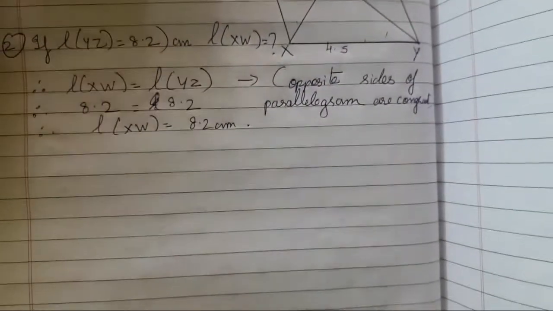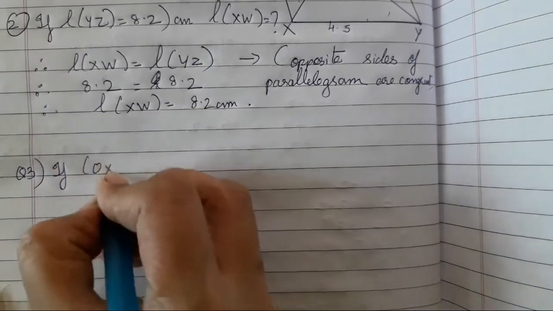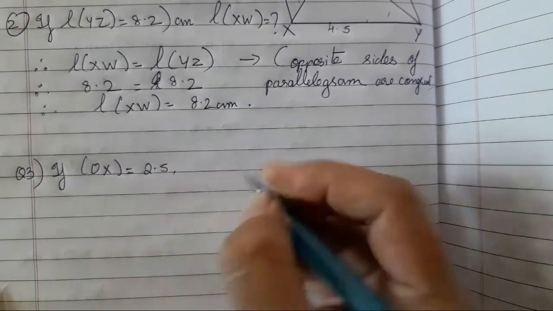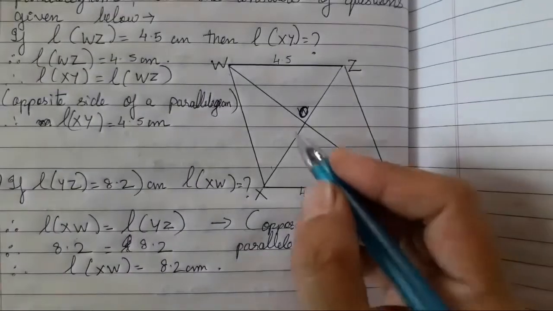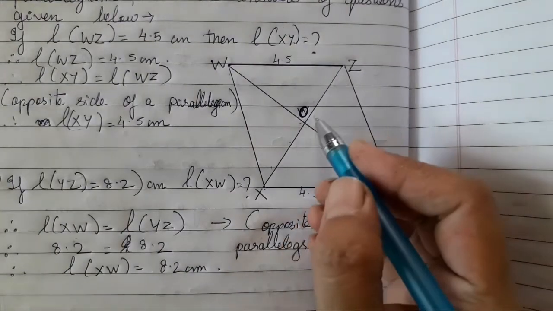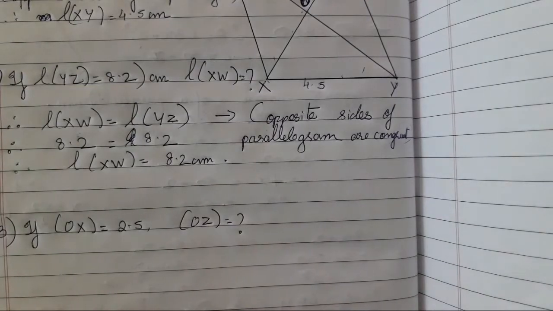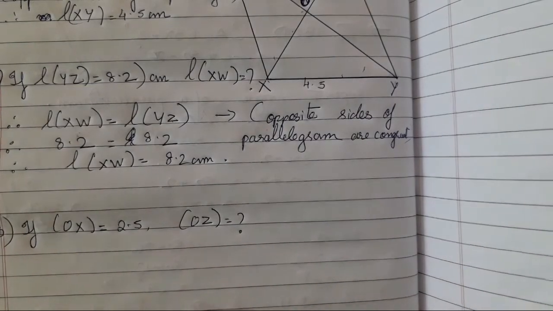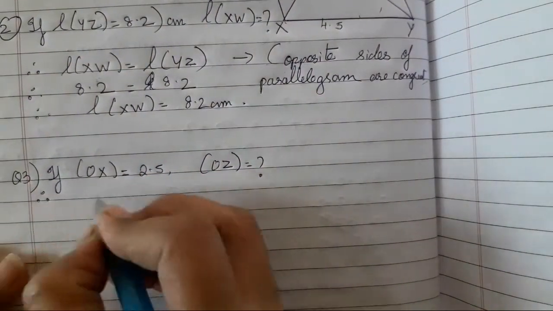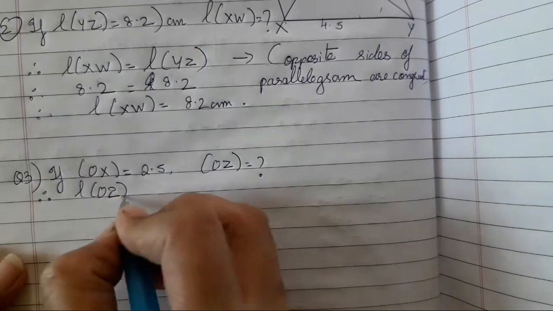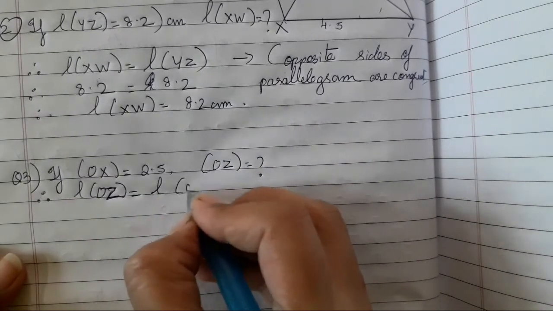Okay, now the third question, question number 3. If OX is equal to 2.5, then how much is OZ? OX is 2.5, then we have to find OZ. Now for this, what reason do we have to give? Diagonals of a parallelogram bisect each other. Okay, so again we need to write in the same way, that is length of OZ is equal to length of OX.